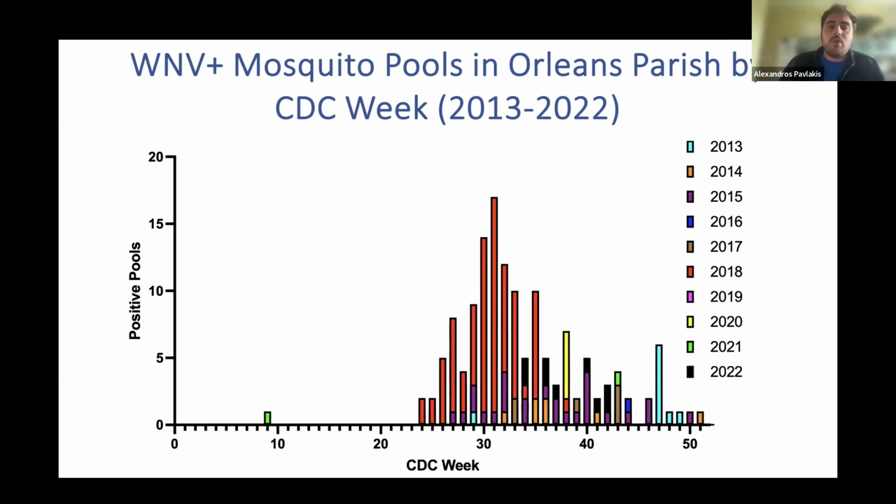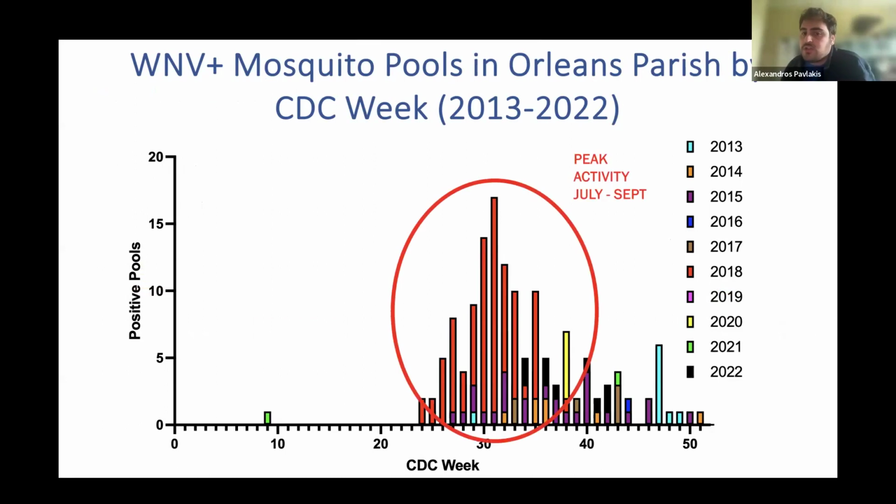We can look at the total number of positive pools that we have and when they're occurring to help us make staffing decisions, increase awareness, and know when to go. As we look at our data here from 2013 to 2022, we can see a very distinct peak activity in the months from July to September. So we know we need to make sure that we have increased staffing at that time, to make sure that we're spreading the word to the public and increasing awareness during these periods of time where these arboviruses are most active.